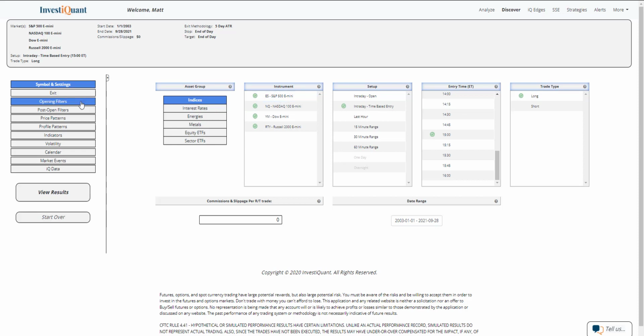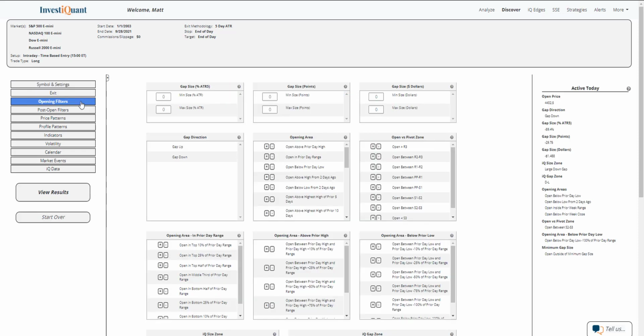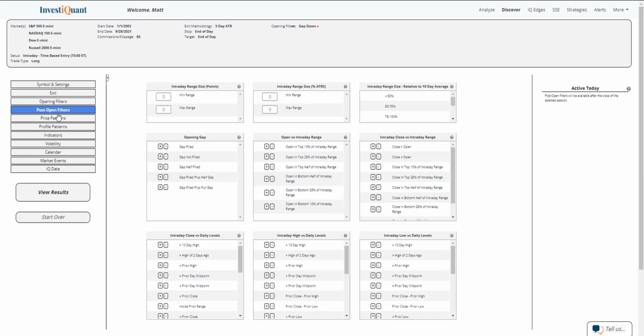Next thing I'm going to do is add that we had a gap down this morning by going to the opening filters and clicking on gap down. Next, I'm going to add some information around what has happened since we opened. So we did not make it back up to the prior day closing price. That means that the gap from yesterday is not filled. So I'm going to go to the opening gap and hit equals here next to gap not filled.